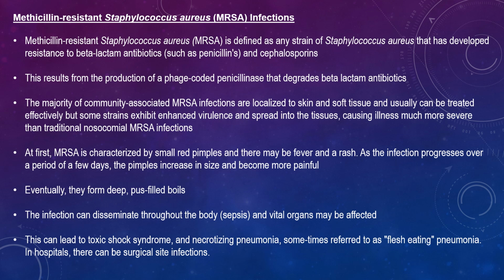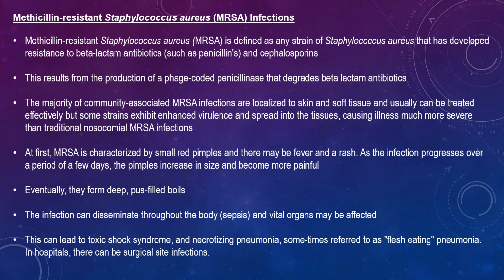So this is an interesting one that gained quite a lot of notoriety, and this is known as MRSA, methicillin-resistant S. aureus. This is any strain of S. aureus that has developed resistance to beta-lactam antibiotics such as penicillins and cephalosporins. This results from the production of a phage-coded penicillinase that degrades beta-lactam antibiotics. Some strains also have modified penicillin-binding proteins. Many healthy people carry MRSA asymptomatically. Patients with compromised immune systems are at a significantly greater risk of symptomatic infections.